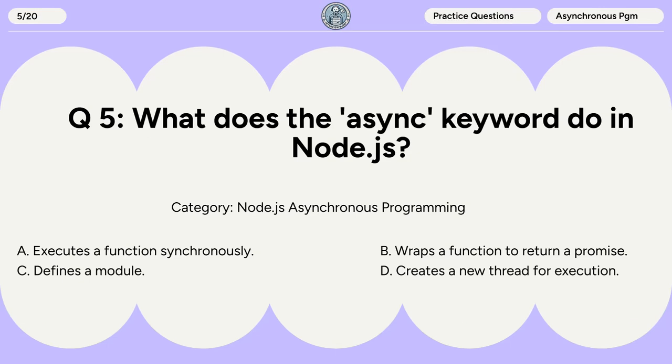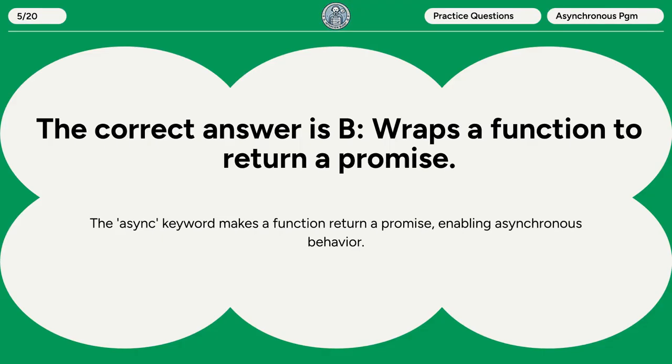Question 5. What does the async keyword do in Node.js? A. Executes a function synchronously. B. Wraps a function to return a promise. C. Defines a module. D. Creates a new thread for execution. The correct answer is B. Wraps a function to return a promise. The async keyword makes a function return a promise, enabling asynchronous behavior.